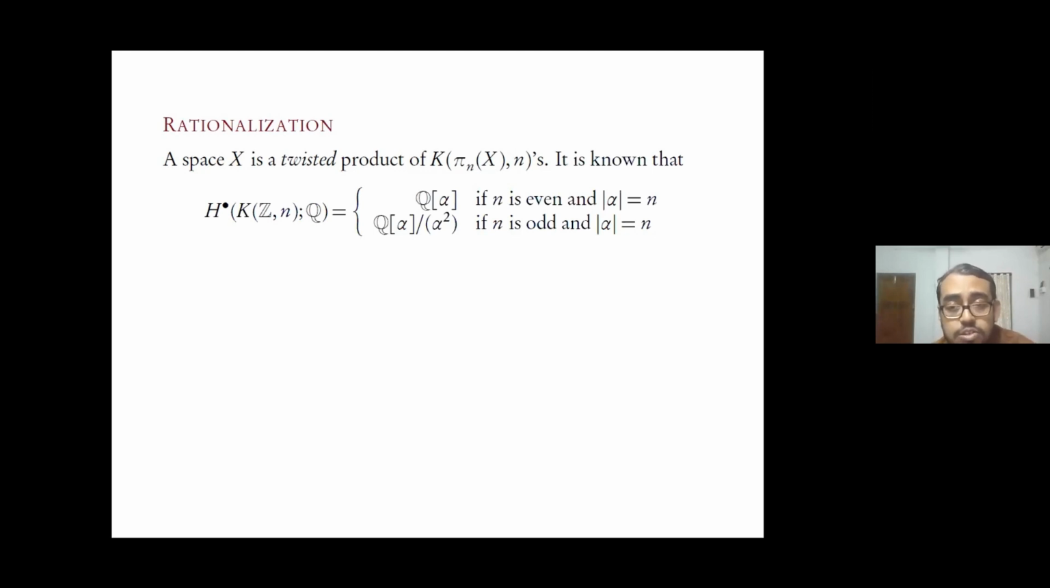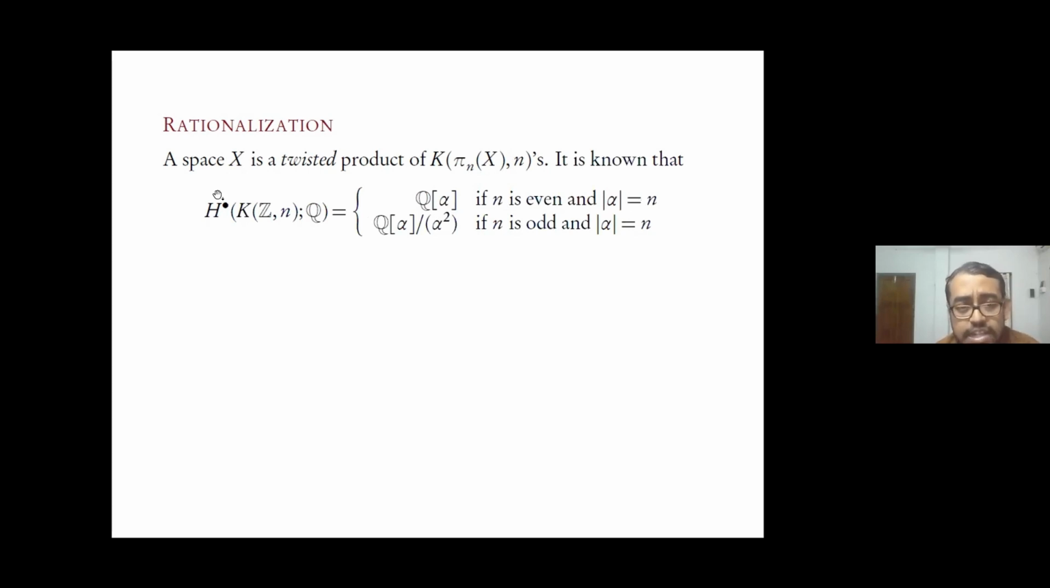So one calculation that one often does, by induction, and this is an exercise for the students who know a bit of spectral sequences, is that you can show that if you take the Eilenberg-MacLane space K(Z, n) and compute its rational cohomology, it has a very nice description: if n is even, it's Q[α], where α is an element of degree n, a polynomial ring with a variable α placed in formal degree n.